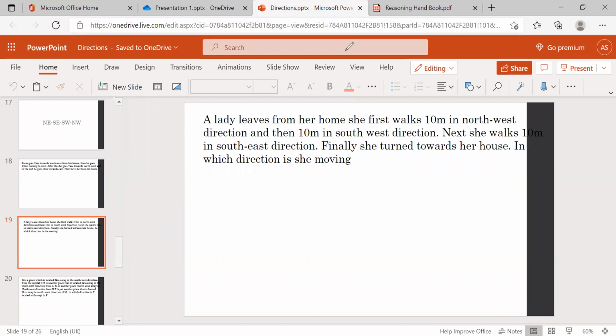Now, let us take, first of all, this is north. Here, the lady starts from the house and first walks northwest like this, 10 meters. Then 10 meters southwest, from here to southwest. It is this one, right? So 10 meters southwest.